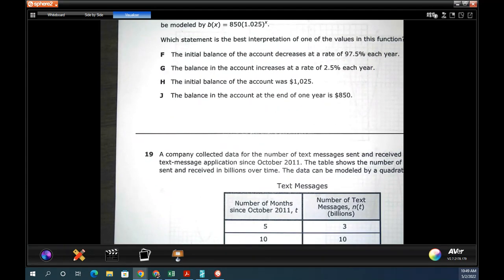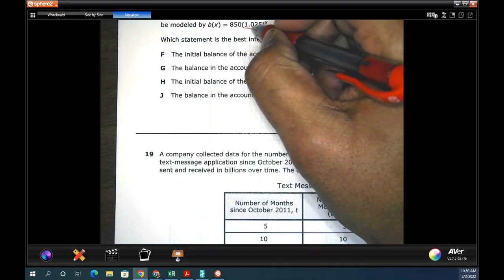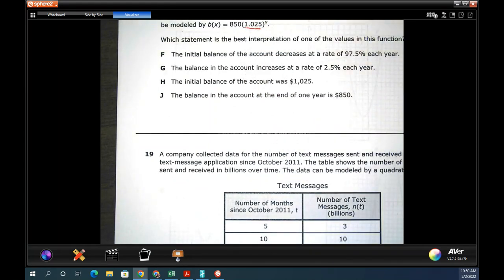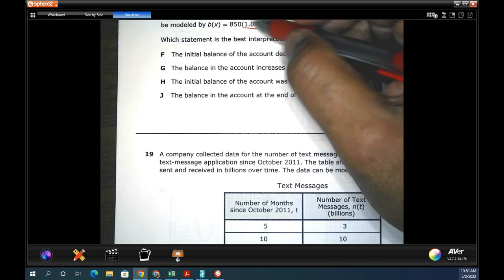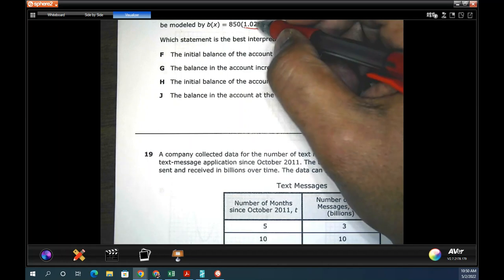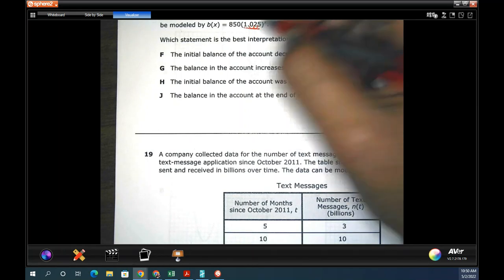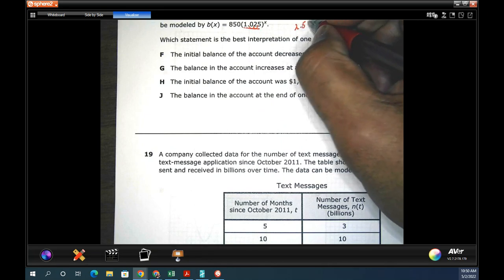Okay, here's the deal. A bank account earning annual compound interest was opened. No additional deposits or withdrawals were made after the initial deposit. The balance in the account after X years can be modeled by B of X equal to 850 times 1.025 to the X power. Remember this. Which statement is the interpretation? Here's the deal. What did they do to it? They added to it, right? Because it's 1 if it's less than 1. Now, they added 1 to it, move the decimal twice. So that means 2.5%.